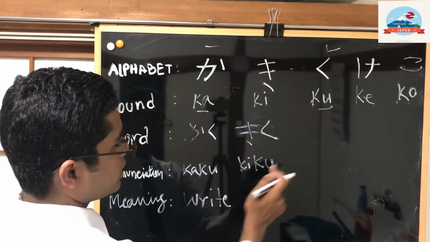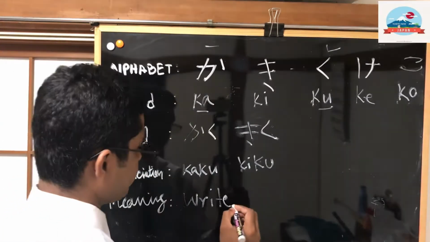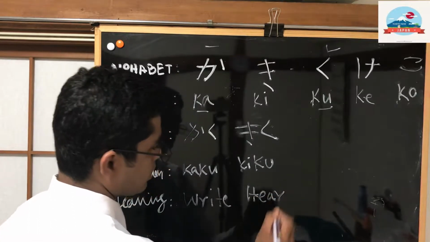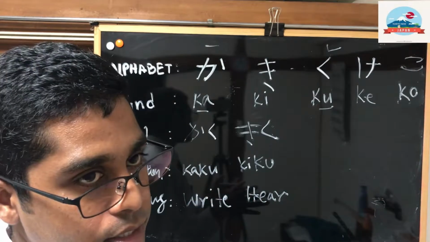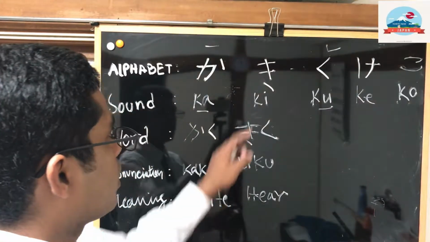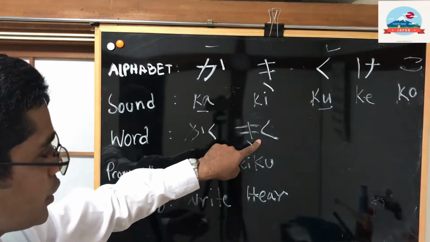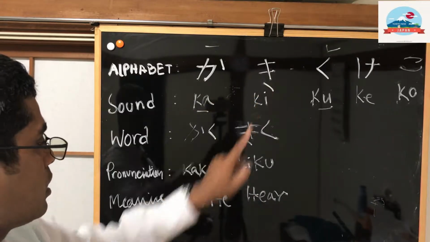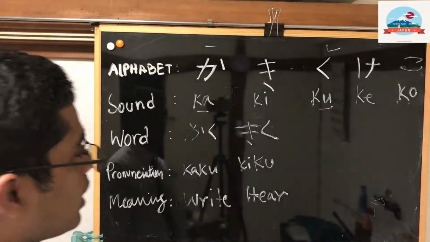This kiku means hearing. Watashi wa ongaku wo kikimasu. I hear music. Okay, kiku. Kiku means hear. Ka, ki, ka, kaku, ki, kiku, okay?